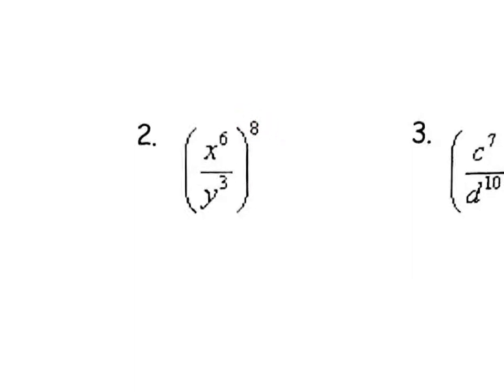using your knowledge on what we learned last time, you would distribute to everything in the parentheses. That includes things that are on the bottom of the fraction. Because this whole thing is inside the parentheses, everything gets distributed. So to here and to here. So what you get on the top is x to the 48, and on the bottom, y to the 24th.